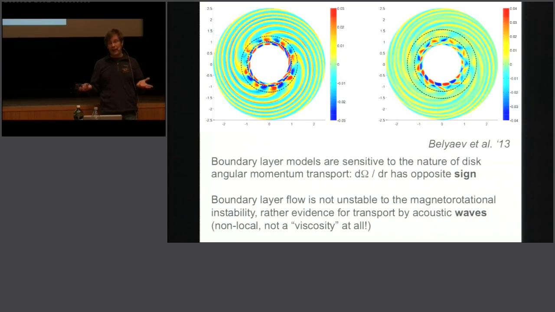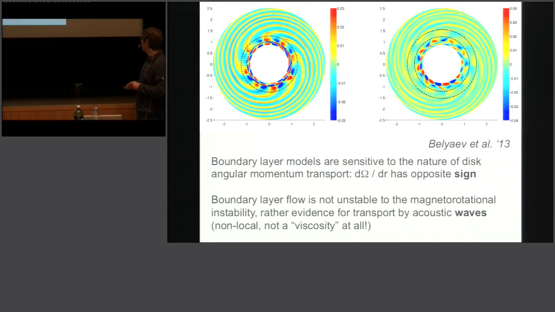One of the caveats I just mentioned was that if the angular velocity is a long way away from being Keplerian, maybe we need to be careful about using the same formula for angular momentum transport that we use in the Keplerian disk in this very different circumstance. And this is probably true in boundary layers. So when people look at boundary layers in more detail, they find that boundary layer models are very sensitive to the nature of disk angular momentum transport, because in the boundary layer, the angular velocity is increasing with radius as opposed to decreasing with radius as it does in the Keplerian disk.